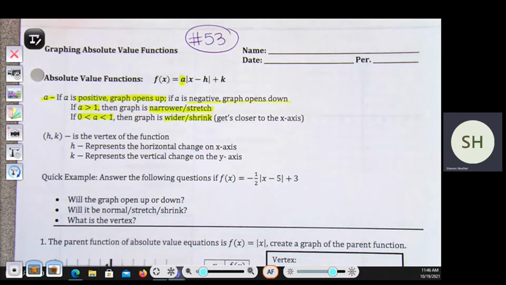If a is negative, it's going to be flipped upside down. If it's a fraction, it's going to get closer to the x-axis. It's going to be like a negative Nancy. It's going to be fatter. Fatty fraction.